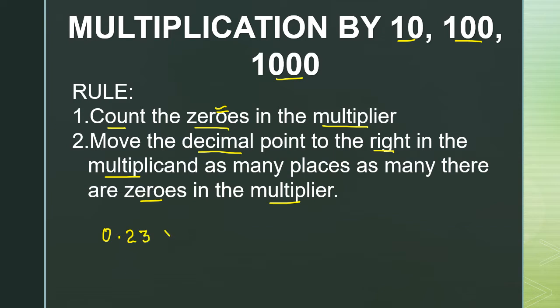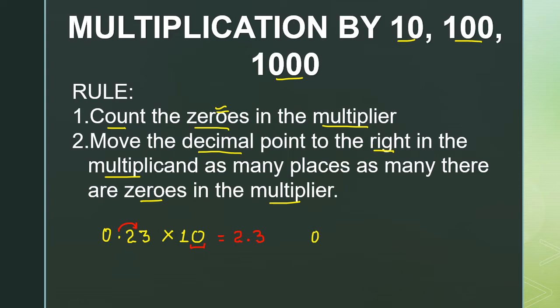0.23. This is a decimal number. We have to multiply this number by 10. So 10 is a multiplier, 0.23 is a multiplicand. In the multiplier, there is only one zero. So what we will do, we will shift the decimal one place to the right side in the multiplicand. That means this decimal will now be placed after 2. So the answer will be 2.3. As you can see, the decimal is shifted one place to the right side.